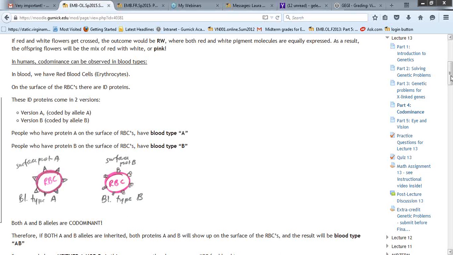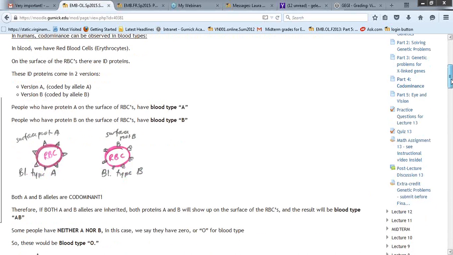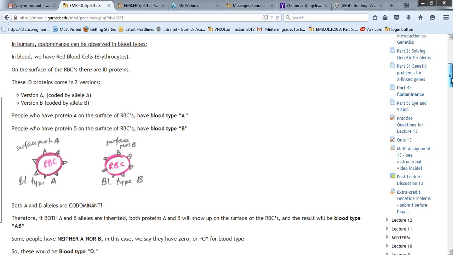Now in humans, we can see codominance in blood types. So what are we talking about here? Let's take a look. Everybody has red blood cells in our blood, and those red blood cells are produced in our bone marrow from stem cells. That means that they all have the same DNA, and they should all be like identical twins of each other. All our red blood cells should be the same.